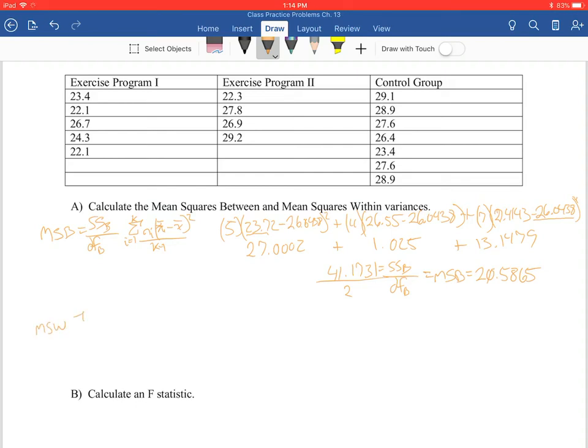So now we're going to do mean squares within. Mean squares within is the sum of k, i, index of 1, n of i minus 1 times the variance of i, all over n minus k. Let me write that out. 5 minus 1 times 3.642. And remember, that's the variance.